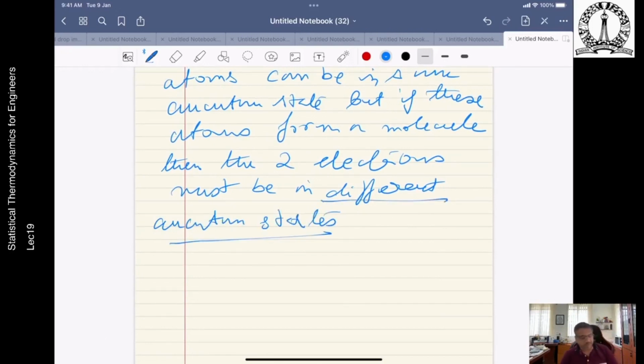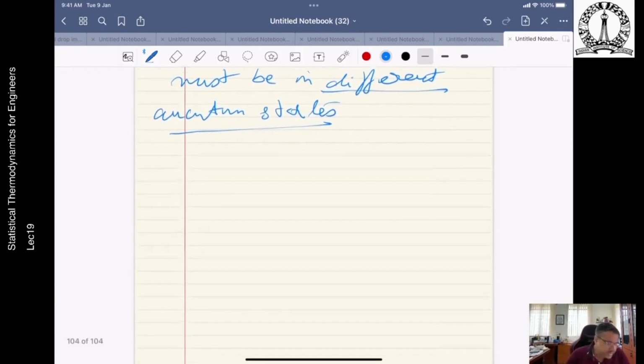Got it? So this is the rationale. The two electrons must belong to the same multi-particle system, right? If they belong to two different atoms which are not linked with each other, then they can have the same quantum state. But when they form the molecule, they become a part of the same multi-particle system. As a result, they have to obey Pauli's exclusion principle.